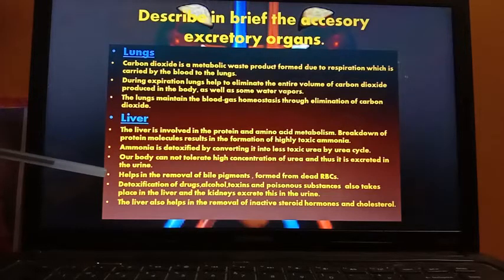Liver also helps in the removal of bile pigments, that are bilirubin and biliverdin, formed from dead RBCs. Detoxification of drugs, alcohol, toxins and poisonous substances also takes place in the liver, and the kidneys excrete this in the urine. The liver also helps in the removal of inactive steroid hormones and cholesterol. So these are the functions of the liver as an excretory organ.